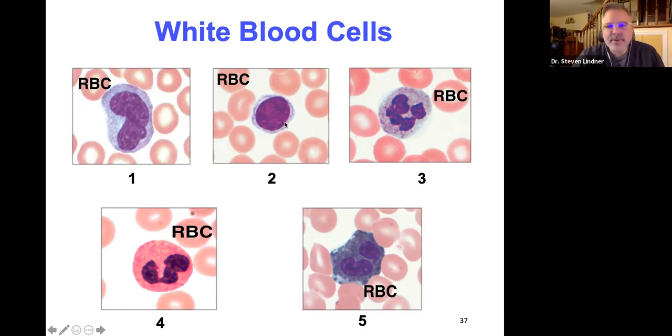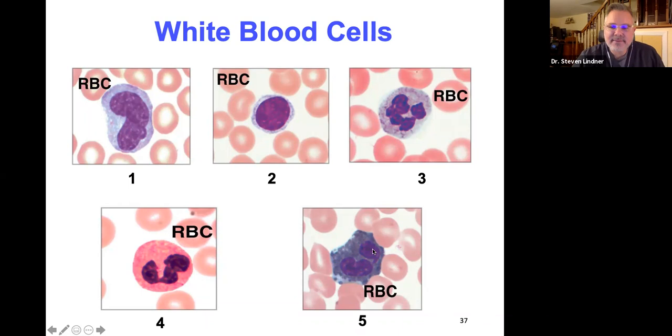This one, number 2, agranular, large nucleus about the size of the cell. If this one's high, you're going to have a viral infection. Lymphocyte. Now we have 3, 4, and 5. These are granular cytes. Let's count the heads to the nucleus. 1, 2, 3, 4, 5. When it's got 3 or more heads, that's your neutrophil. When these are high, you have a bacterial infection.